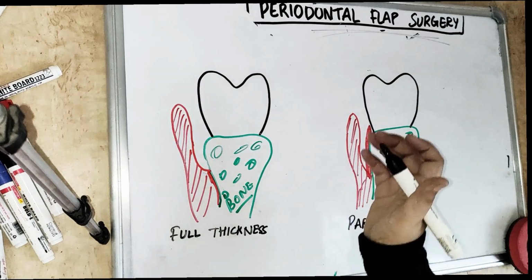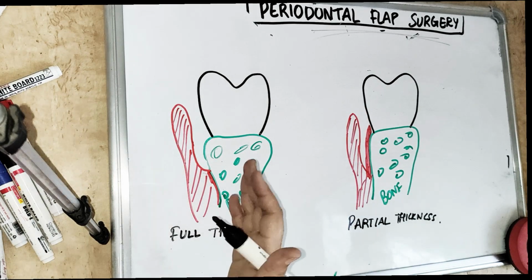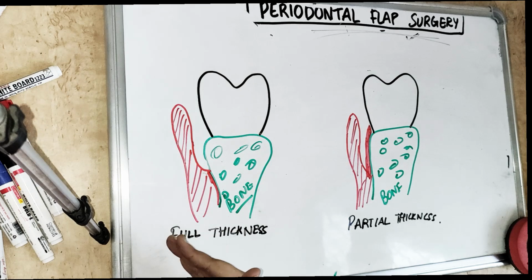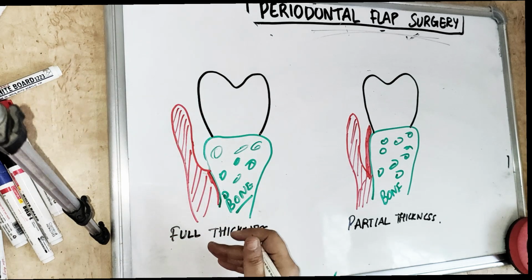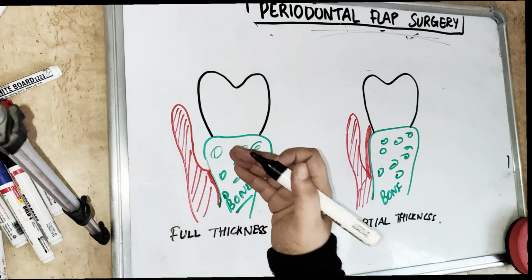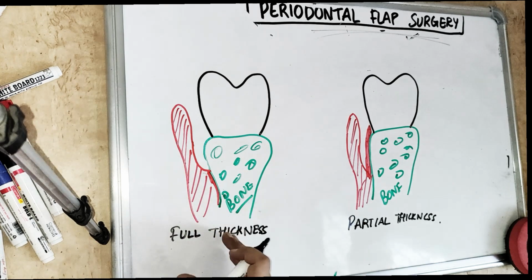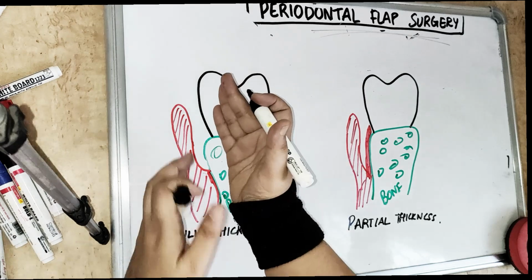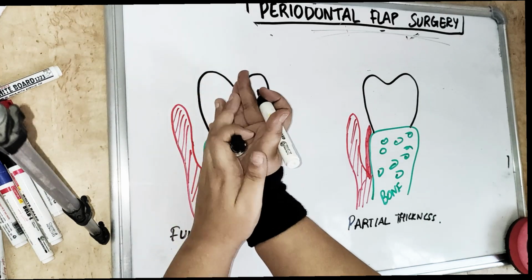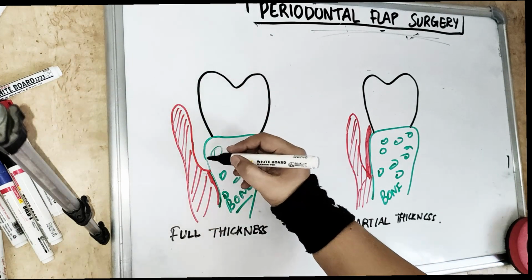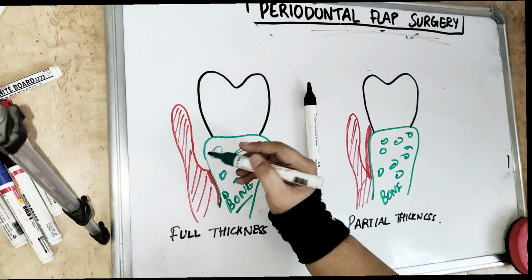So coming to the classification of the flap according to the bone exposure after we reflect the flap. If we directly hit the bone, and the flap includes the periosteum, this is the full thickness flap. So basically the whole thickness of the soft tissue is reflected. So we are hitting the bone. Can you see this exposed bony surface?